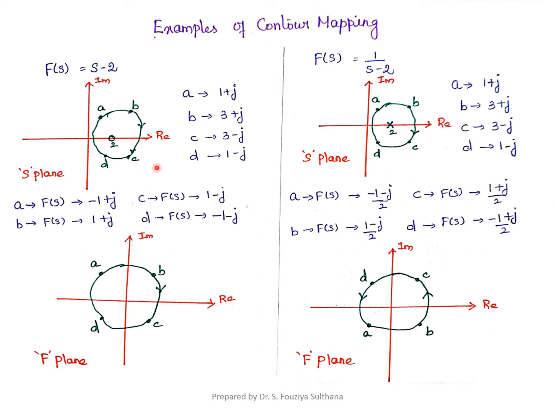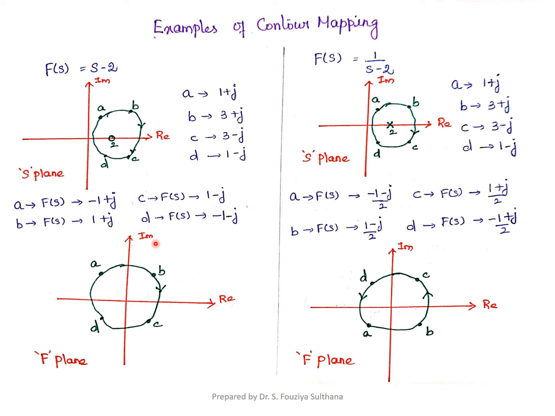This diagram gives an example of contour mapping when a zero or a pole is encircled in the S-plane. Consider the function s minus 2. So it has a zero at position 2. Now consider the points on the contour represented by A, B, C, D. The positions of the points are: A is 1 plus j, B is 3 plus j, C is 3 minus j, D is 1 minus j. Now when these points are mapped through the function f of s, they become new complex numbers: A will become minus 1 plus j, B will become 1 plus j, C will become 1 minus j, and D will become minus 1 minus j.